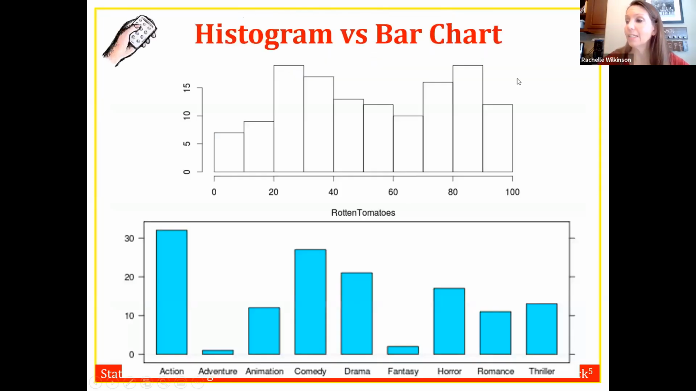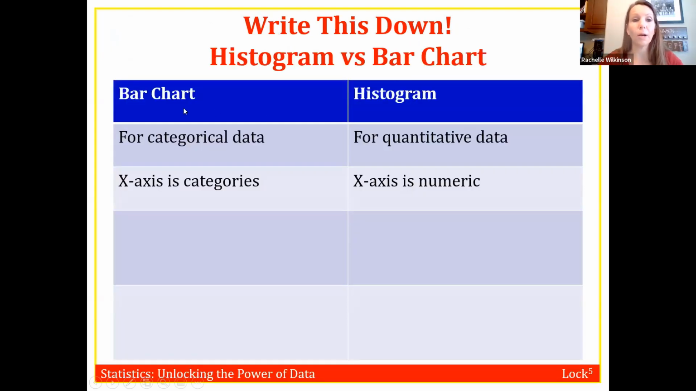All right, the next thing that we're going to look at is the x-axis. If I look at the x-axis on a bar chart, you can see that it's the category labels. So we have action, adventure, animation, comedy, etc. down there. And if I look at the x-axis on a histogram, it's going to be a number line. So for a bar chart, the x-axis is categories, and for a histogram, the x-axis is numeric.